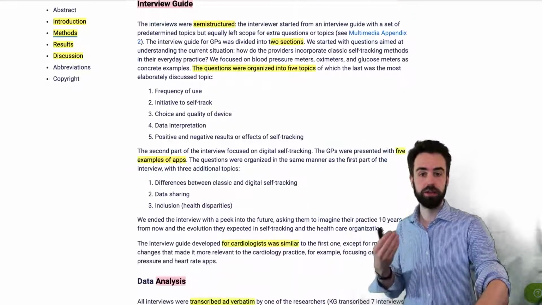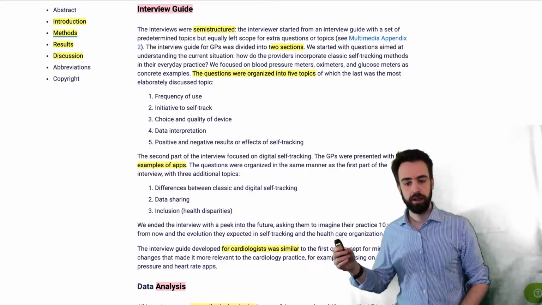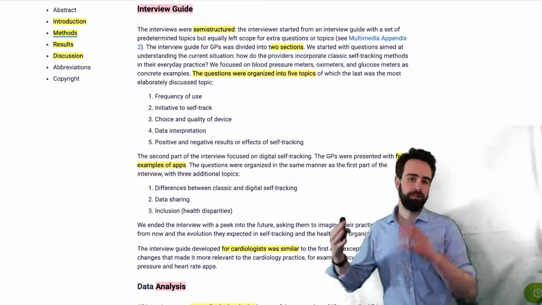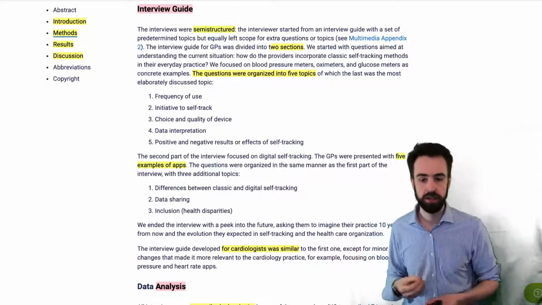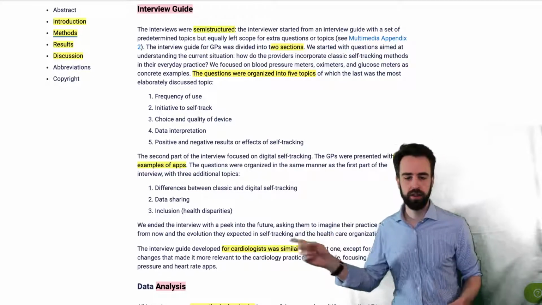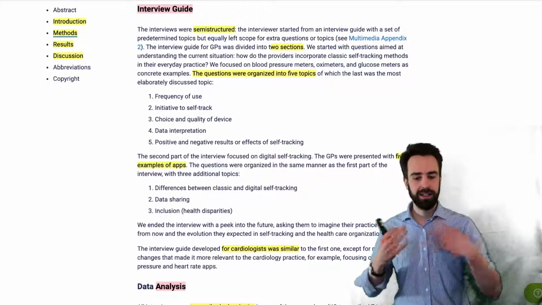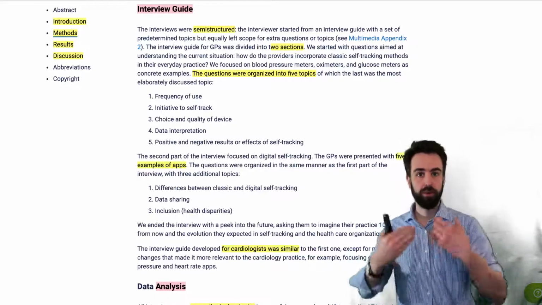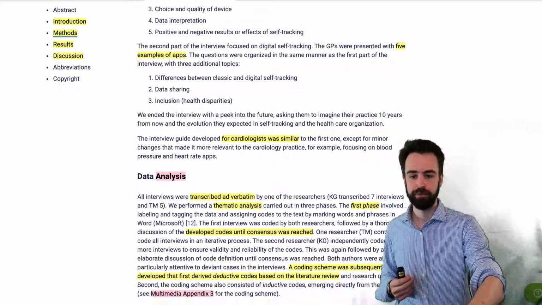What was the instrument, the interview instrument that was used? Then they also say, well, even though we had 2 types of interviewees, general practitioners and cardiologists, basically our interview guide was the same, except that in the interviews with the cardiologists, we changed our interview guide a little bit more to the practice of internal medicine.